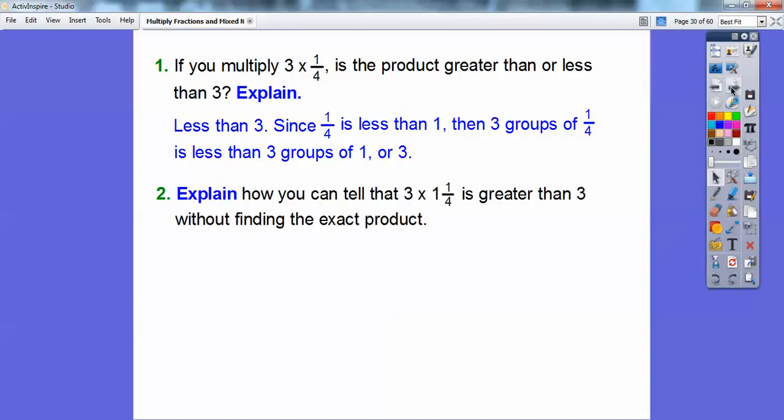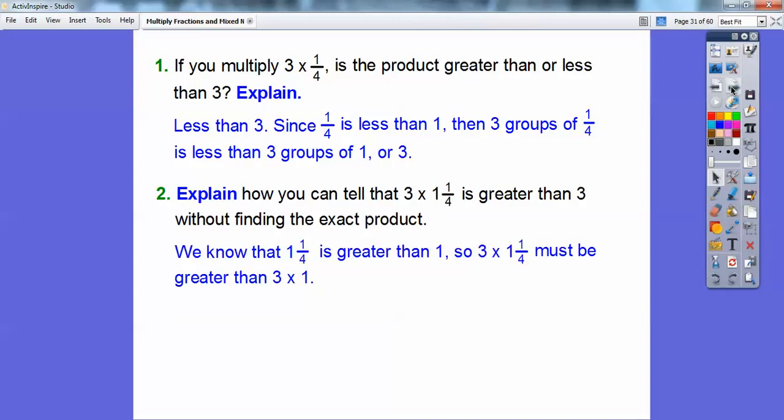Okay, how can you tell that 3 times 1 and 1/4 is greater than 3 without finding the exact product? Well, kind of like above here, since this is greater than 1, then 3 times this is going to be greater than 3. Okay, so I said something like that. So since we know that 1 and 1/4 is greater than 1, then 3 times 1 and 1/4 must be greater than 3 times 1.